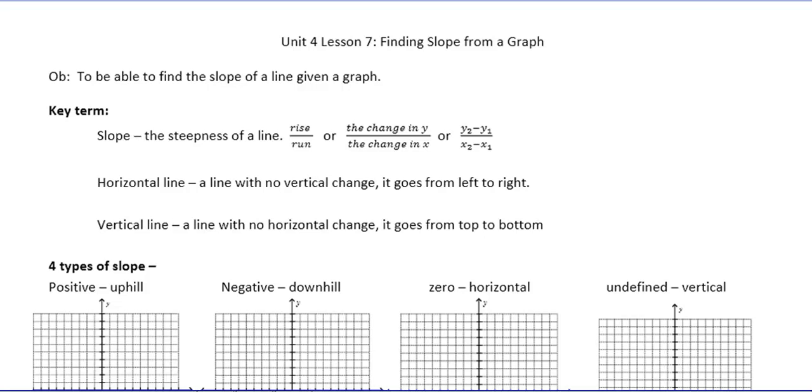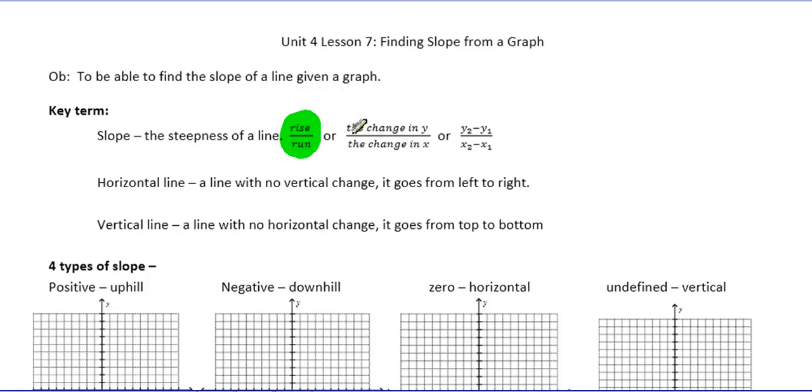Unit 4, Lesson 7 deals with finding slope from a graph. So we want to be able to look at a graph of a line and tell what the slope is. First things first, we have to know what slope means. We're talking about the steepness of a line. It's a measurement, and it's going to be a fractional answer in most cases. Today we're going to talk mostly about rise over run.